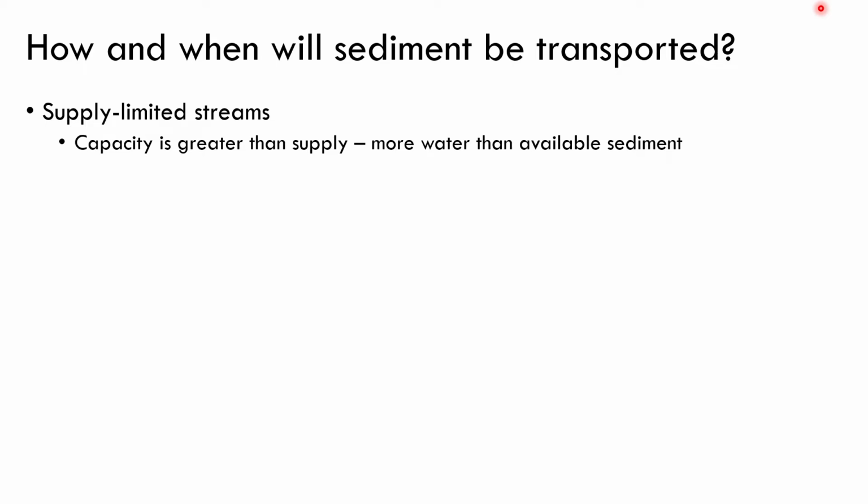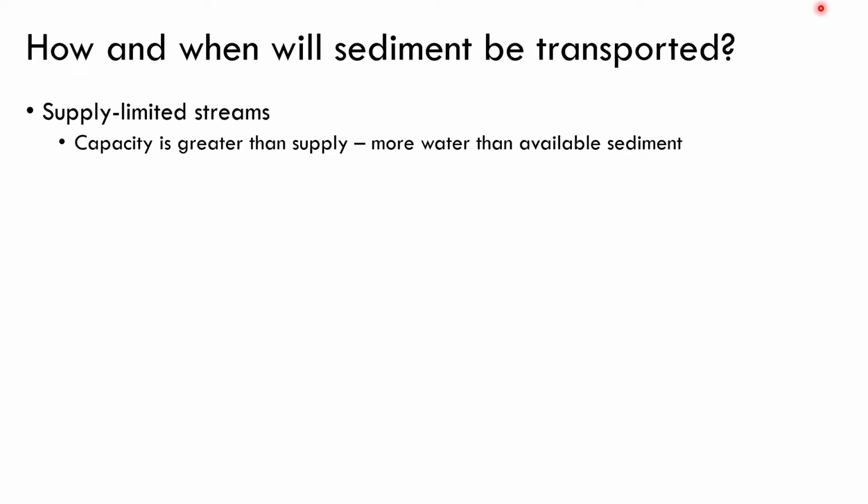those in a few different ways and start to understand how different streams actually operate in terms of sediment transport. The first type of combination of those is what we call supply limited streams. In this case we have a capacity that is much greater than the supply. So there's more water than available sediment.